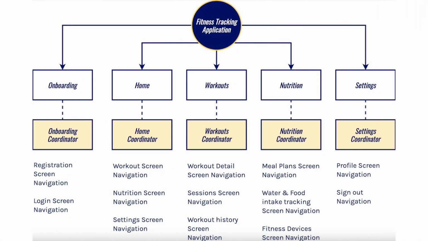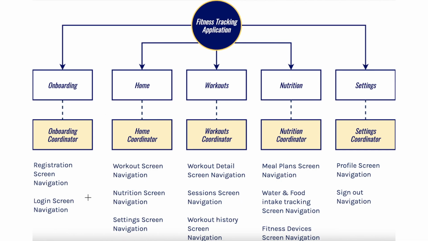Let's take an example of a fitness tracking application that has 5 screens or 5 different flows. From the onboarding, the user can go to registration and login. From the home, the user can go to the workout, the nutrition screen, or the settings screen. From the workouts, the user can move to the workout details, session screens, or the workout history screen. From the nutrition module, the user can go to the meal plans, water and food intake tracking, and fitness device screen navigation. And from the settings, the user can jump to the profile screen or go to the sign out flow. So here you can see that different navigations take place from each screen.